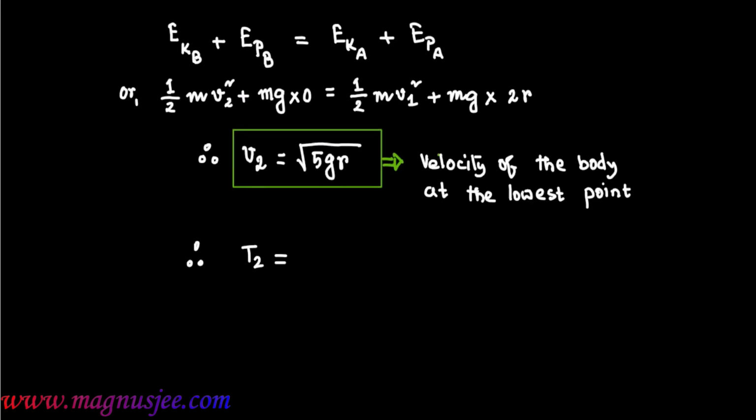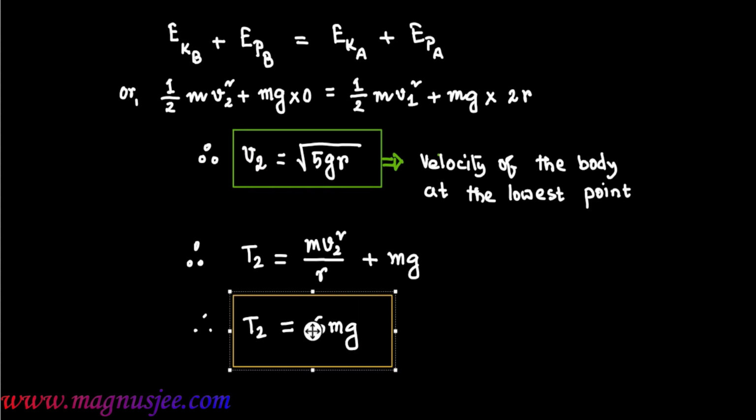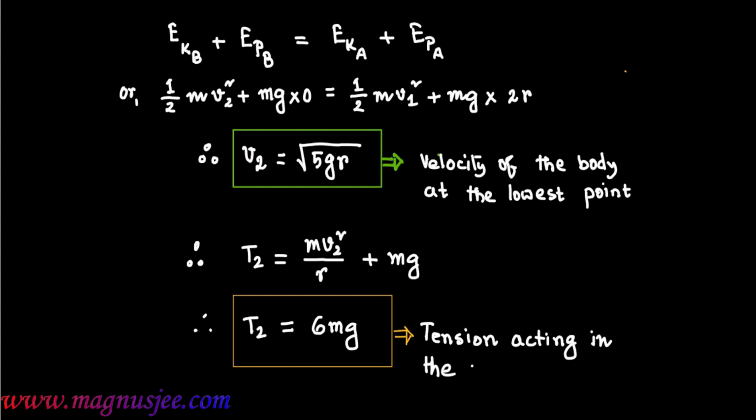And at the lowest point, tension T2 is mv2 square by r plus mg. Therefore T2 equals 6 mg, 6 times the weight of the body. T2 equals 6 mg, which is the tension acting in the string at the lowest point B.